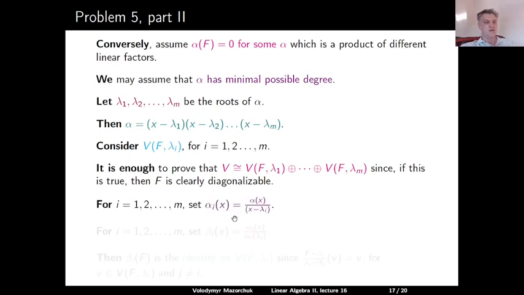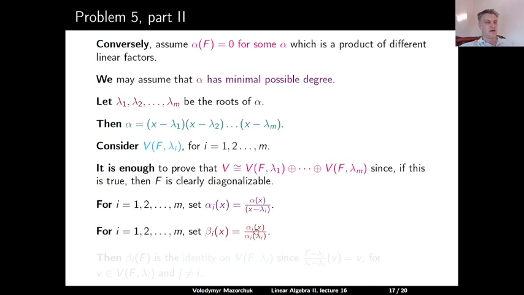For each I, define the polynomial alpha I as alpha of x divided by (x minus lambda I). So alpha is a product of all (x minus lambda i)'s. And to define alpha I, we take the factor (x minus lambda I) away from this product. Also, for each I, we define the polynomial beta I as the polynomial alpha I divided by the scalar alpha I evaluated at lambda I. Note that the scalar is non-zero because lambda 1, lambda 2, and so on, they all are different. In alpha I, we have taken away the factor (x minus lambda I).